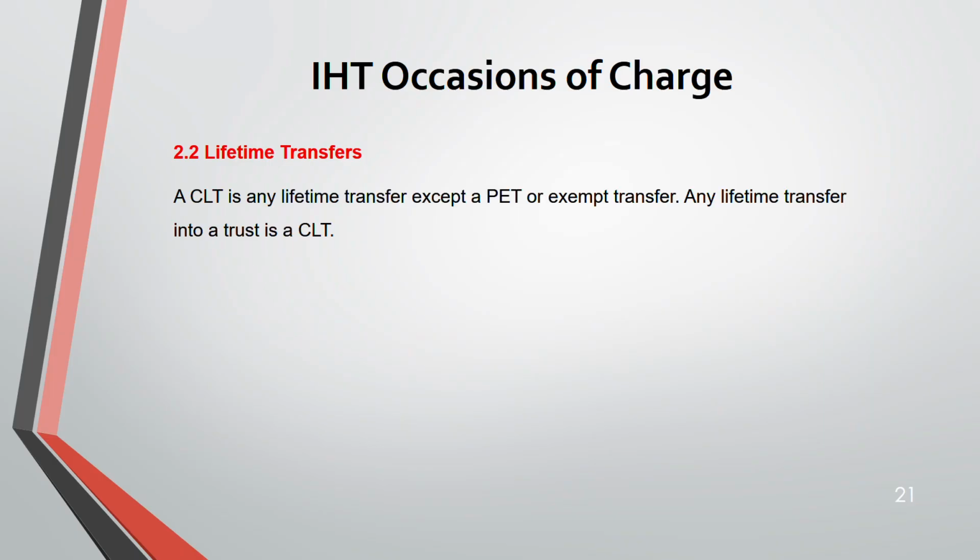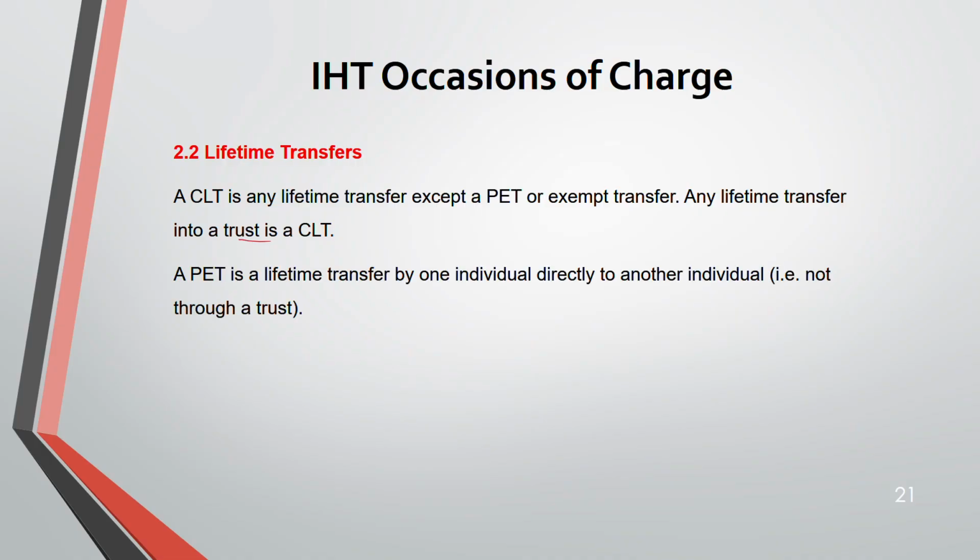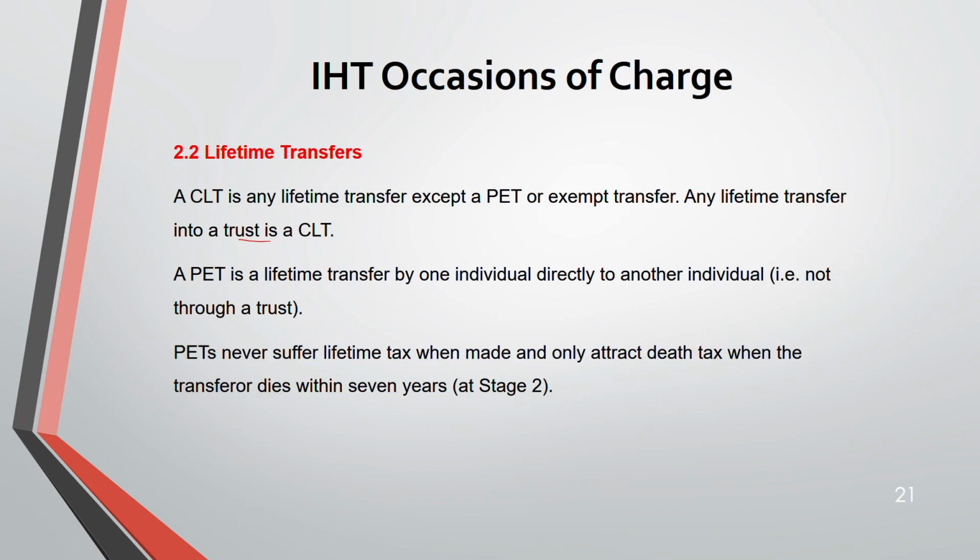So a CLT is a lifetime transfer except a PET or an exempt transfer. Any lifetime transfer into a trust is a CLT, as I told you before. Anything to a trust. A PET is a lifetime transfer by one individual to another individual, not through a trust. And PETs never suffer lifetime tax. During life you never pay tax on a PET. For a PET you only pay tax when a death occurs within 7 years.